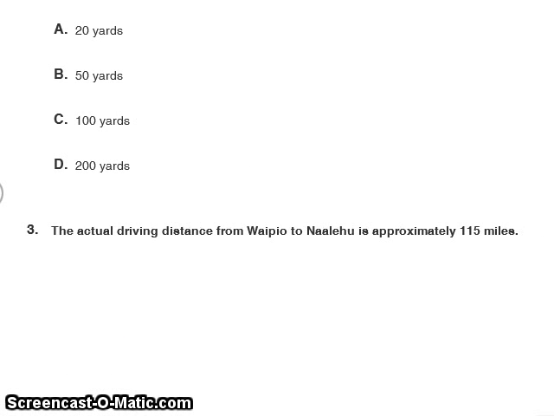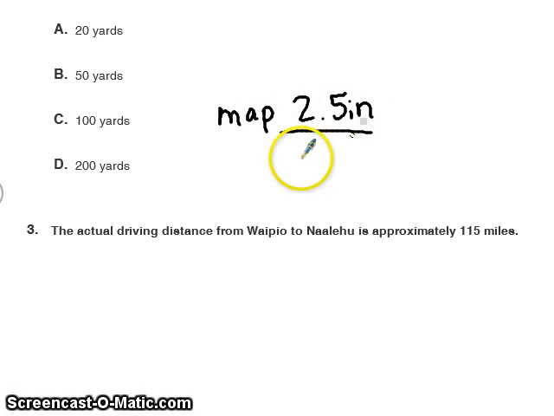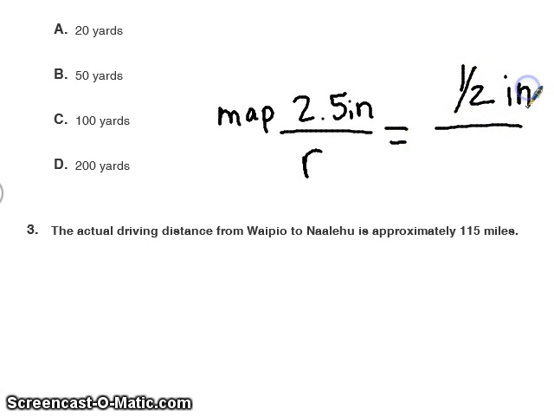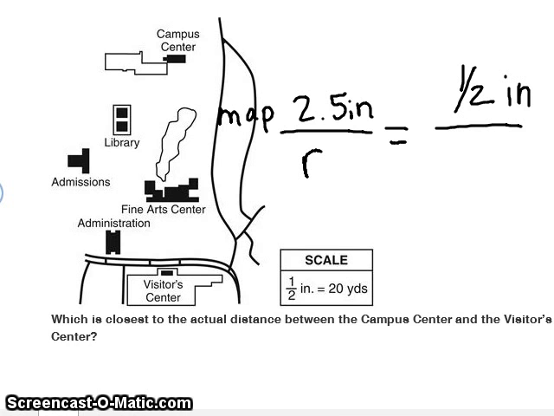So let's set up a proportion. She says on the map that it's 2.5 inches. And we want to know how far it is in reality. So we'll use a variable for that. Now the scale on the diagram says that it's 1/2 inch is, I forgot already, that's awesome, 20 yards. Okay.